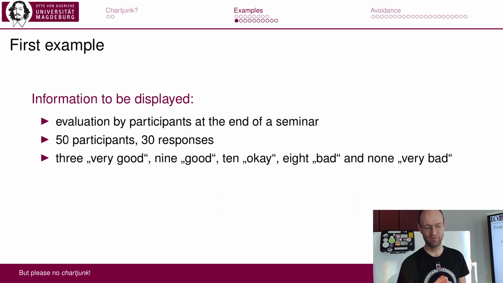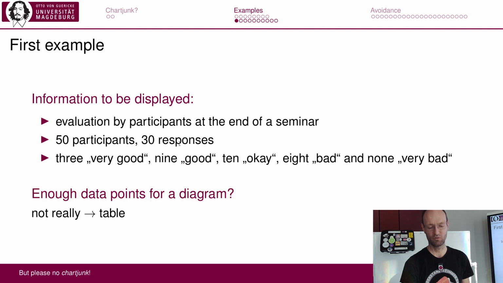There have been 50 participants, and you spread some forms, and you got 30 responses. You just asked one question with 5 selections, and 3 people said it was very good, 9 people said it was good, 10 said it was okay, 8 said it was bad, and luckily no one said it was very bad. And this is the information to be displayed: these 5 numbers plus that many participants and total responses.